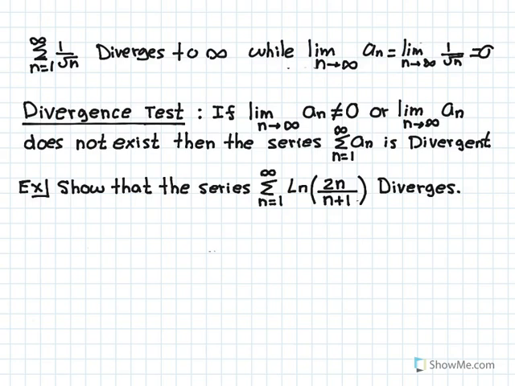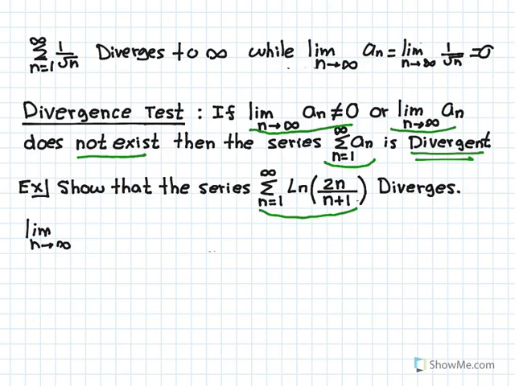That brings us to the divergence test. The divergence test states that if the limit of the nth term is not 0, or if the limit of the nth term does not exist, then the series summation n goes from 1 to infinity an is divergent. We're going to use this theorem to do this example. We want to show the series summation n goes from 1 to infinity of log of 2n divided by n plus 1 diverges. Let's take the limit as n goes to infinity of log of 2n divided by n plus 1.